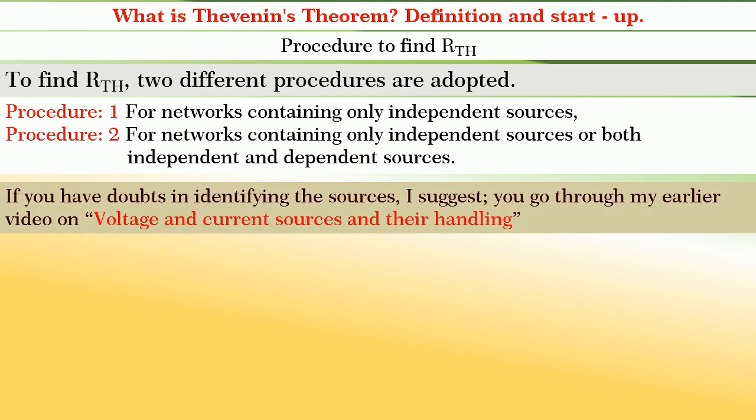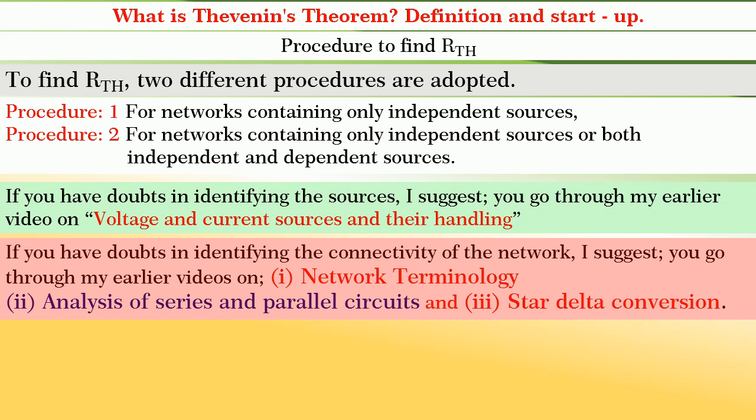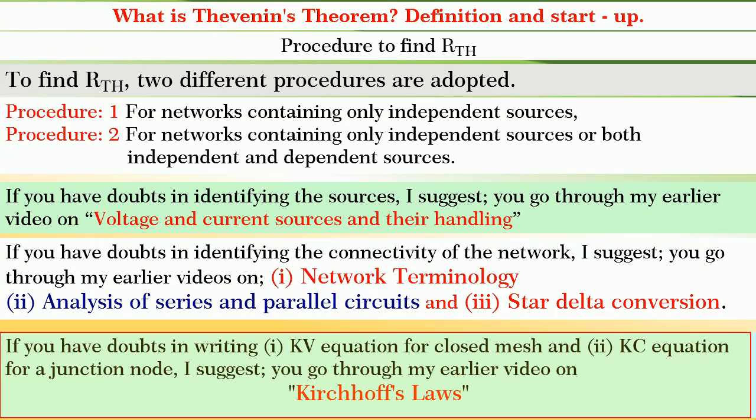Therefore, if you have doubts in identifying the sources, I suggest you go through my earlier video on voltage and current sources and their handling. If you have doubts in identifying the connectivity of the network, which is very important, I suggest you go through my earlier videos on network terminology, analysis of series and parallel circuits, and star delta conversion. If you have doubts in writing Kirchhoff's voltage equation for a closed mesh or Kirchhoff's current equation for a junction node, I suggest you go through my earlier video on Kirchhoff's laws.